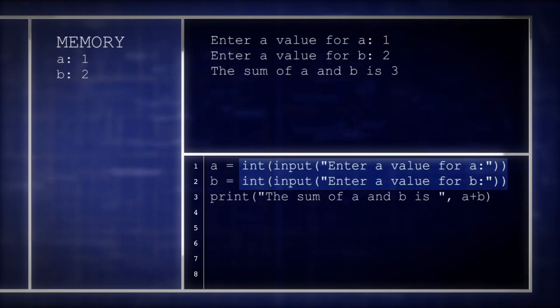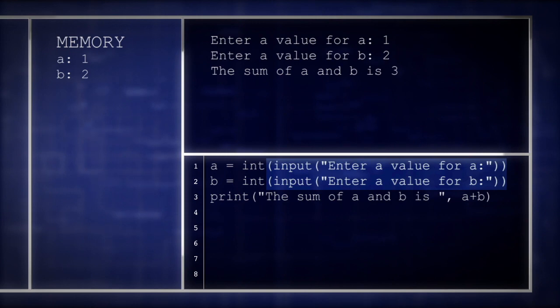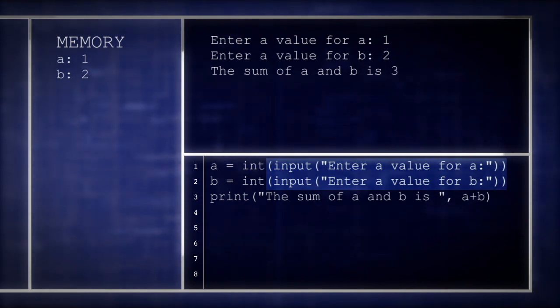Let's go back and fix the example where we concatenated 1 plus 2 instead of adding them. If we convert the input to an int before assigning it to a and b, then a and b are integers, not strings. Notice that we enclosed the entire input statement, including its parentheses, in parentheses. Just like in math, you handle the stuff inside the parentheses first.